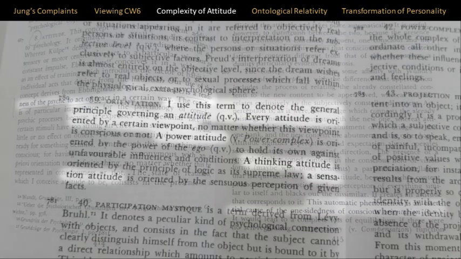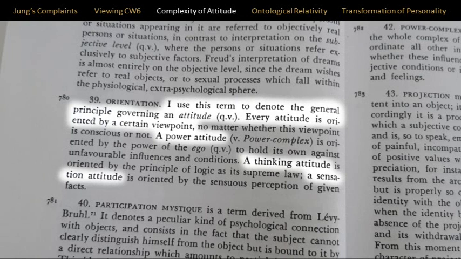If we then follow the cross-reference to orientation, we find some more information that expands on Jung's meaning. He says he uses this term to denote the general principle governing an attitude. Every attitude is oriented by a certain viewpoint. And Jung gives 3 examples: a power attitude, a thinking or logical attitude, and a sensation or facts-oriented attitude. 2 of these are typological attitudes, but one is not, the power attitude. So we are beginning to see that there is more to type than the typological functions. Each function corresponds to an attitude, but there can be lots of attitudes in addition to typological ones.